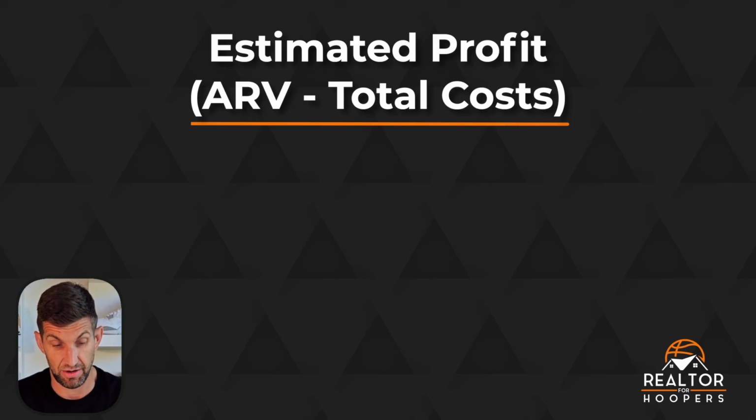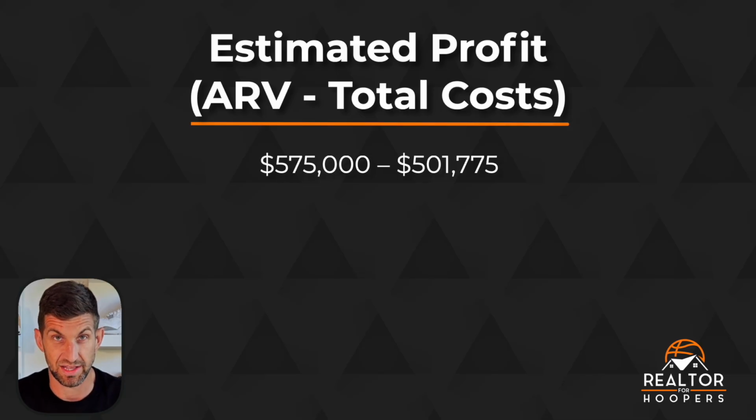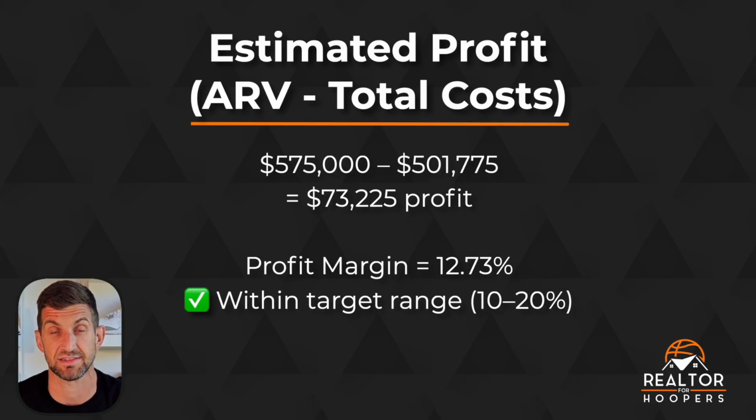Estimated profit. Our estimated profit is our after repair value minus the total project cost. So our after repair value was $575,000, and our total project cost was $501,775, which means that our estimated profit is $73,225. If you divide that by the ARV of 575, you get a 12.73% estimated profit. So we want 10 to 20% as a margin, so that 12.73% works for this investment.